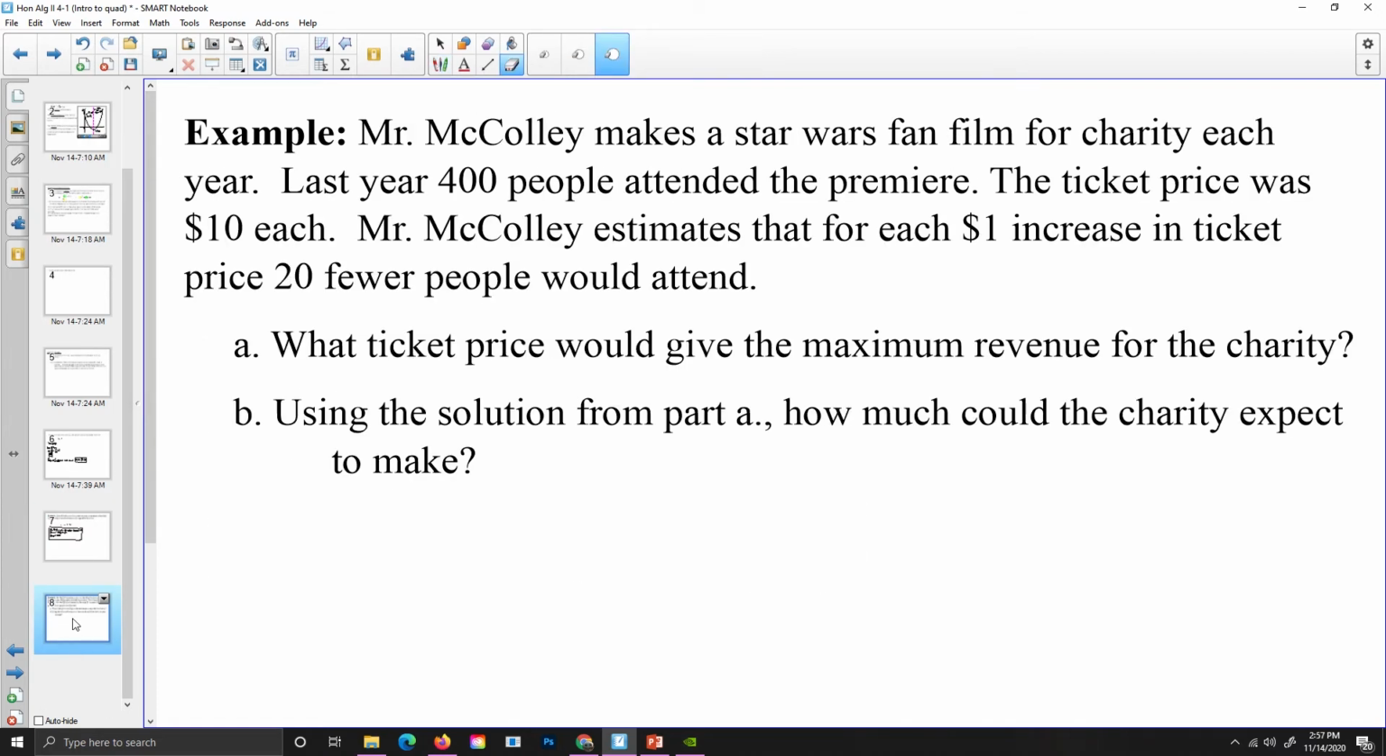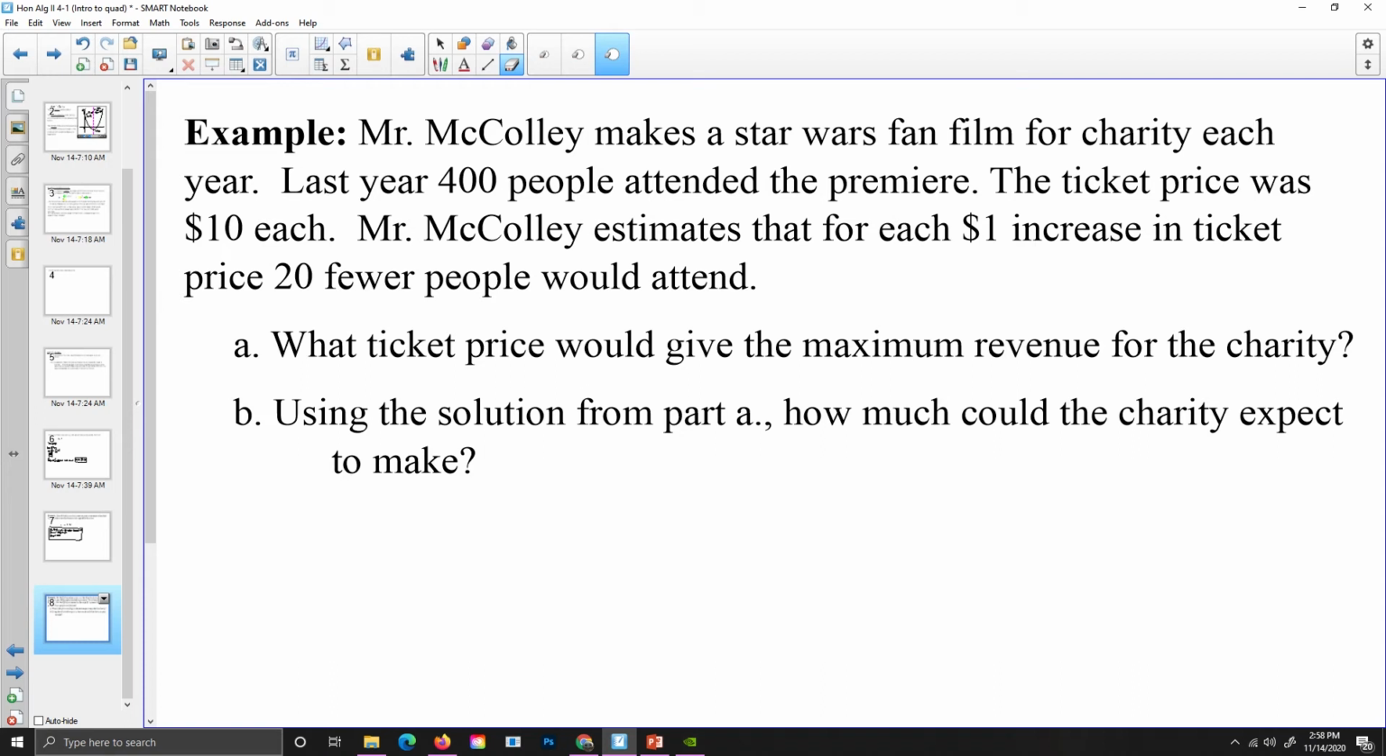Okay, last example. Mr. McCulley makes a Star Wars fan film for charity each year. Last year, 400 people attended the premiere, and the ticket price was $10 each. Mr. McCulley estimates that for each $1 increase in ticket price, 20 fewer people would attend. What ticket price would give the maximum revenue for the charity? Using that solution from part A, how much could the charity expect to make?